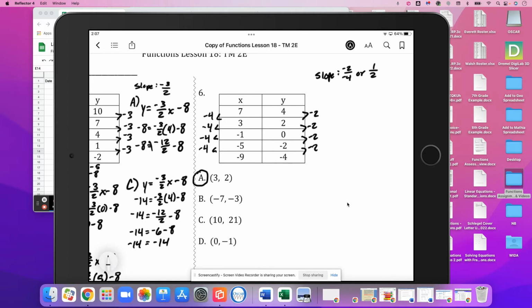And so if we use the fact that our slope is 1/2, let me pause the video and think for a moment about how I'm going to find our y-intercept for this one.